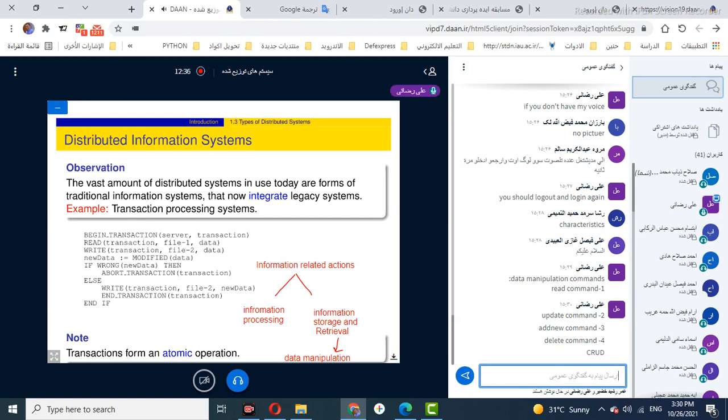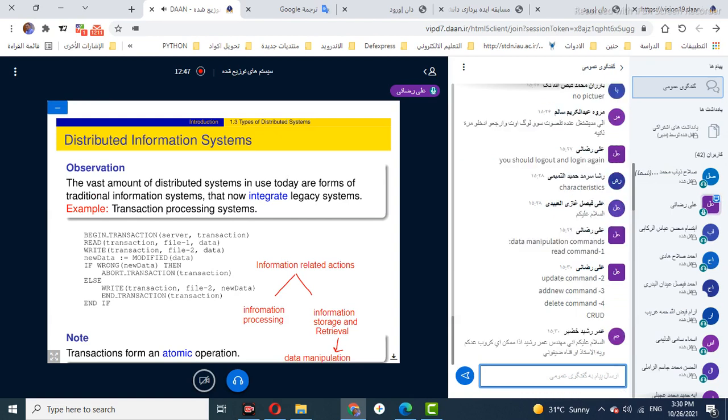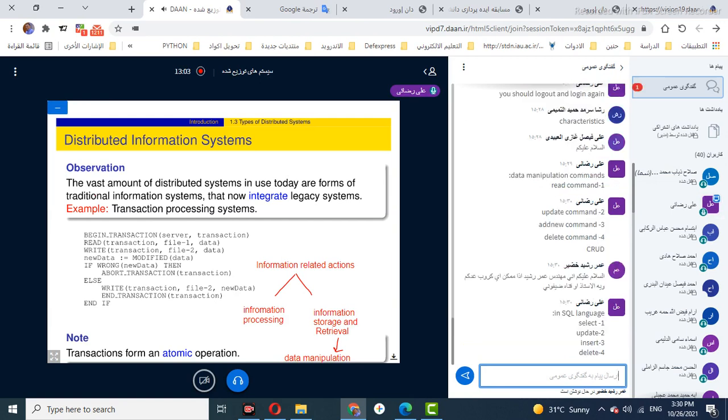For example, in SQL language, we have these four commands. For reading data, we use a command called select. To update data, we use a command called update. For adding new data, we use a command called insert. And for deleting data, we have this delete command.